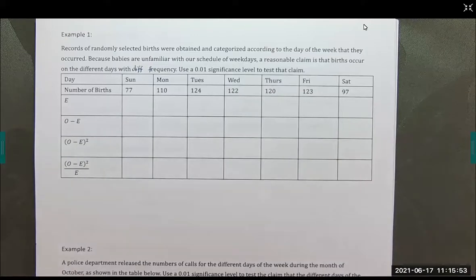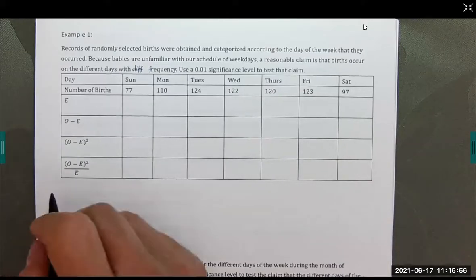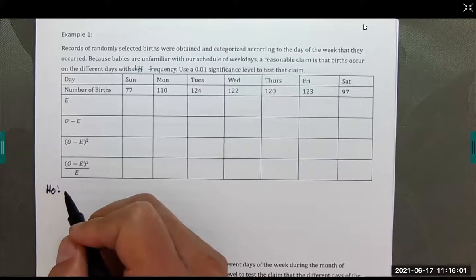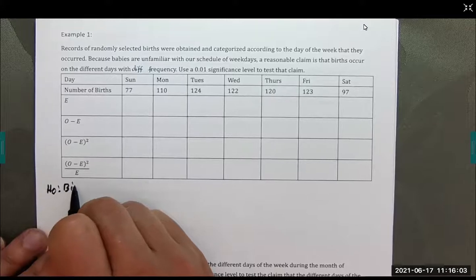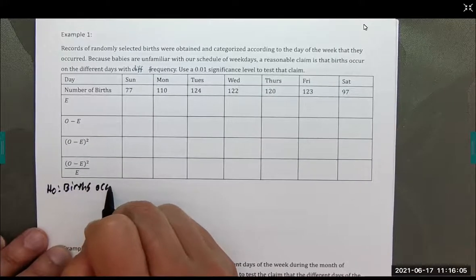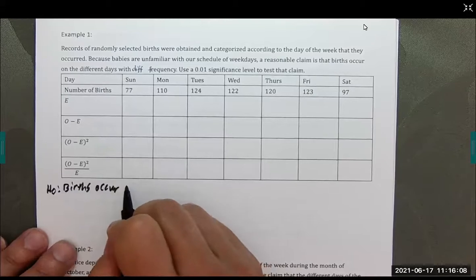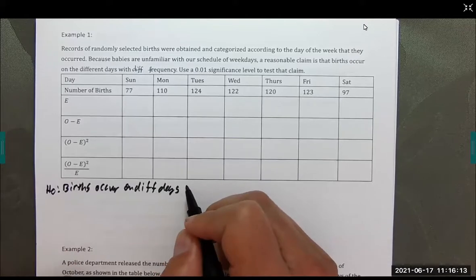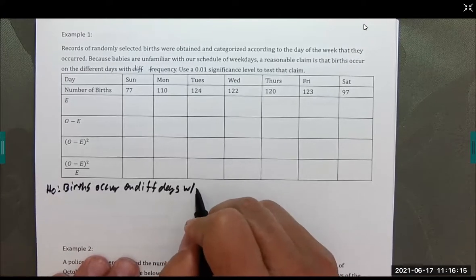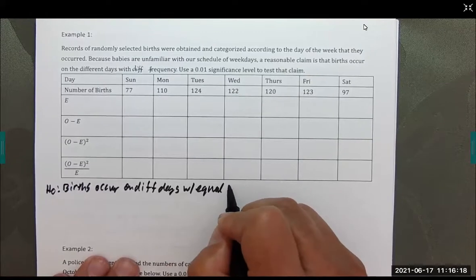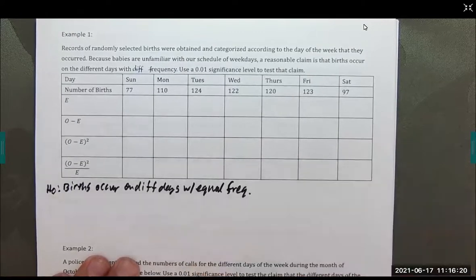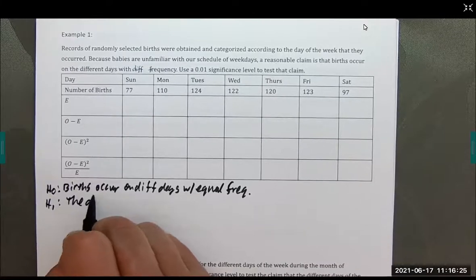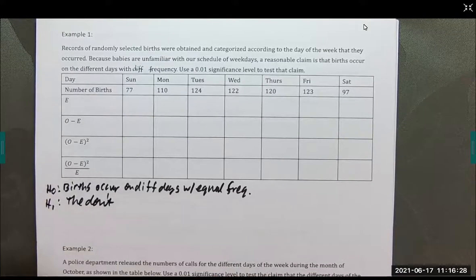Now, before we get going on this, first of all, the null hypothesis is that births occur on different days with equal frequency. The alternative is that they don't, meaning some days are more common than others.